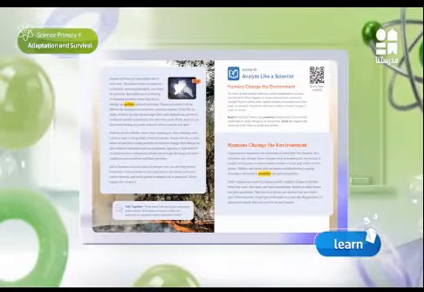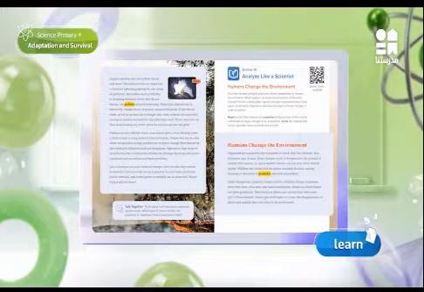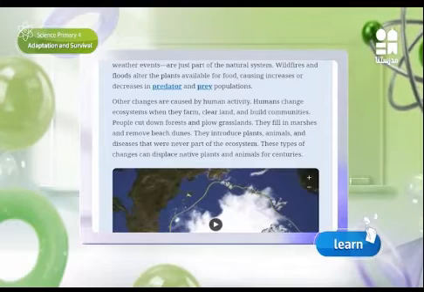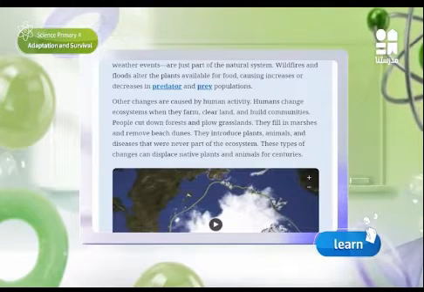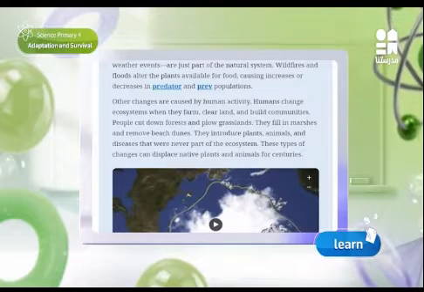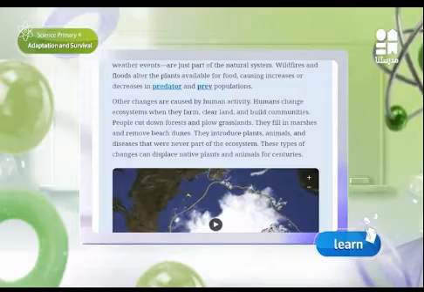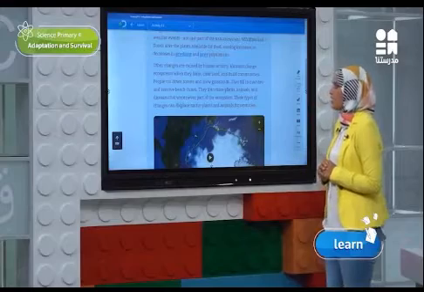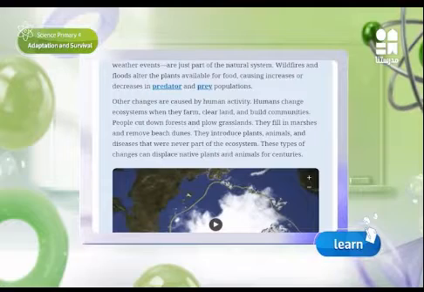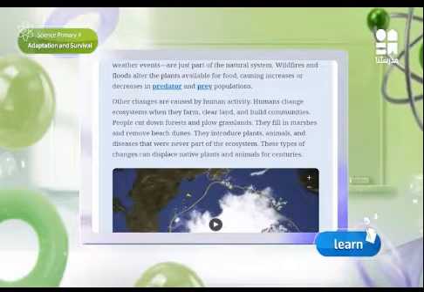The text that we will read is on pages 30 and 31, and I will read the first page with you so that you know exactly what to do. Other changes are caused by human activity. Humans change ecosystems when they farm, clear lands and build communities. People cut down forests. Did you see cut down forests? We will underline it. And plow grasslands. They cut the farmlands. They fill in marshes and remove beach dunes.